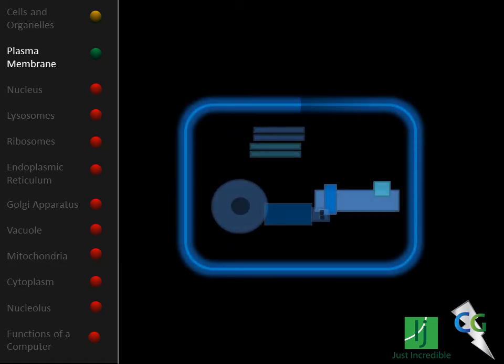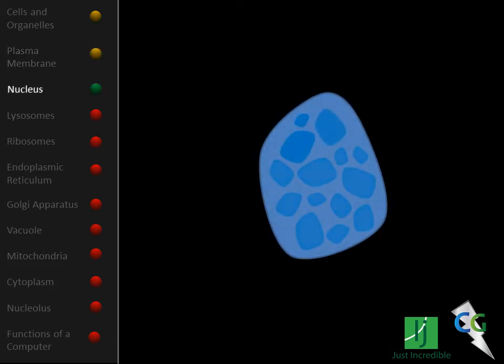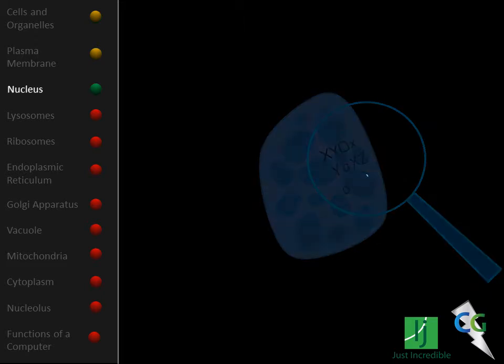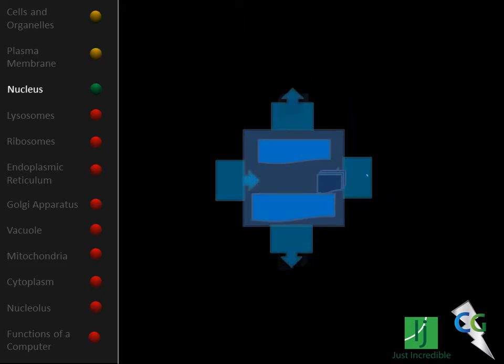to function. The nucleus is the brain or main control center of a cell. It's where all of the information and instructions needed for the cell to function properly are stored. In a computer, the motherboard is basically the same thing as the nucleus. The motherboard is responsible for responding to and sending corresponding commands to the different parts of the computer.